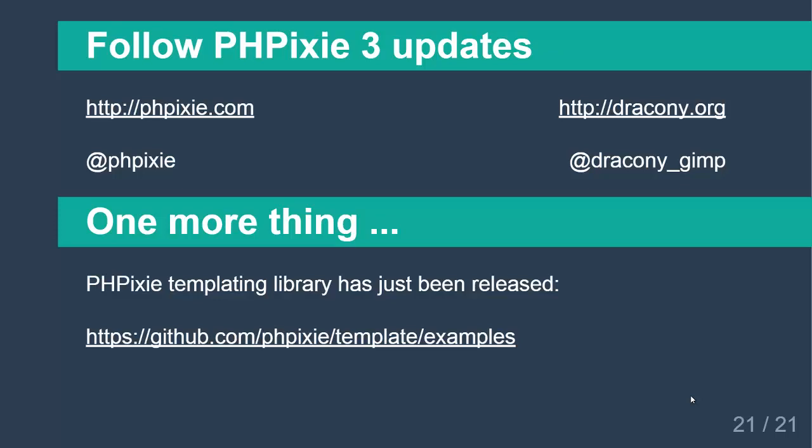And one more thing, the PHPixie templating library has just been released. Check out the examples. It's very simple to use. It's plain PHP, but it supports layouts, it supports blocks, and it's very extensible, meaning that you can create your own templating language with it easily, just by adding your own compiler. And PHPixie is going to handle caching the templates for you and all things like that. And as I said, all the libraries are 100% unit tested, so you can actually try it out now.